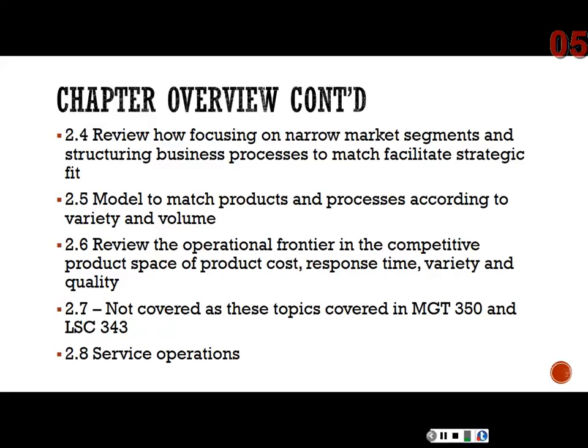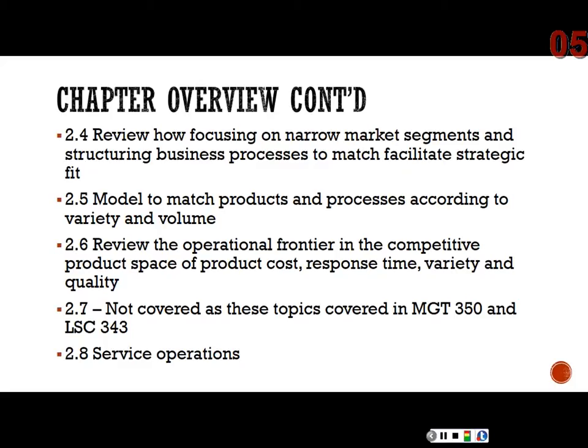We're also going to talk about how to focus on narrow market segments and how we can structure our business processes to facilitate that fit. We want to model to match products and processes according to variety and volume. And we're going to talk about the operational frontier, which is about how we find that competitive space and where we're going to compete in it with product cost, response time, variety, and quality.